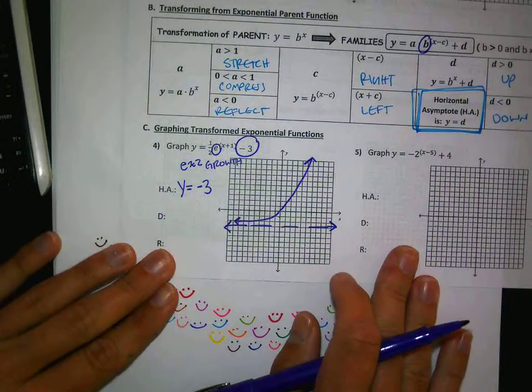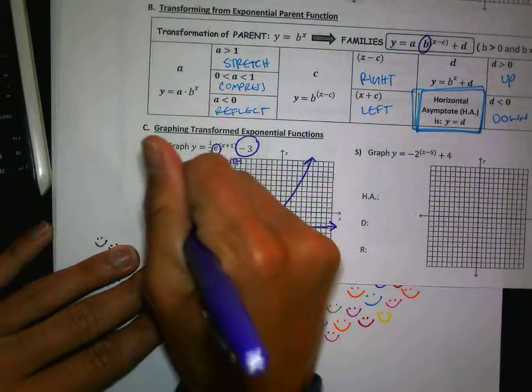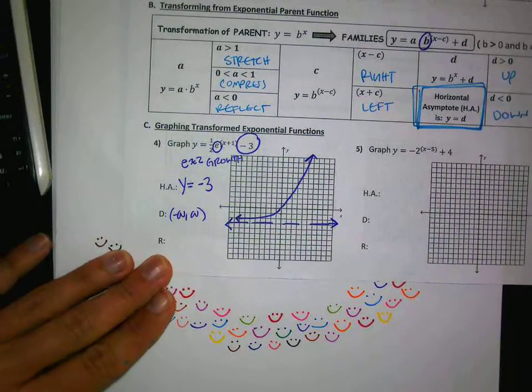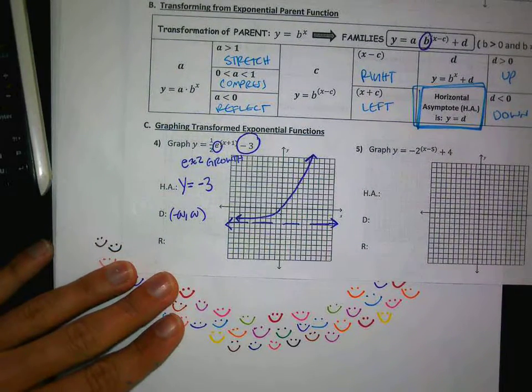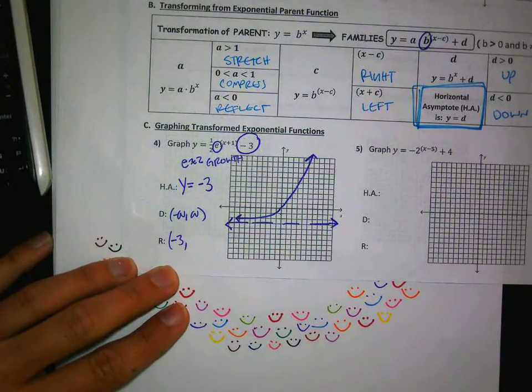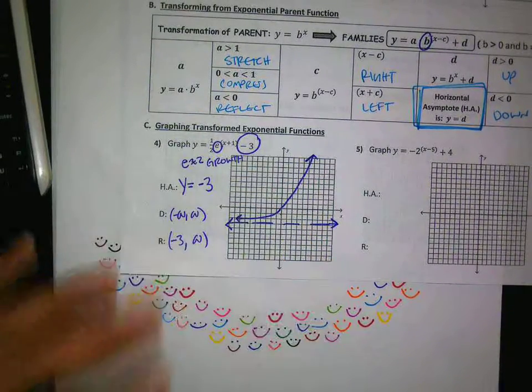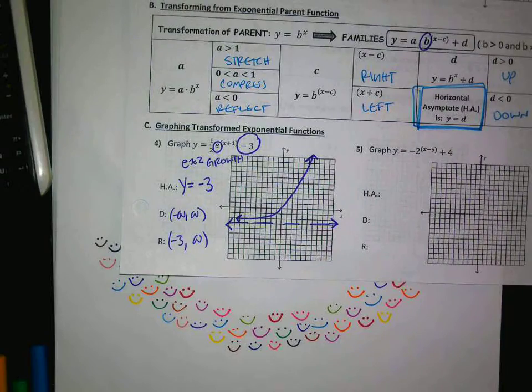So what is the domain? Good. Negative infinity, positive infinity. For the range, how far down am I going? -3. Very good. -3. And how far up? Infinity. There's no point at -3. There's asymptote.